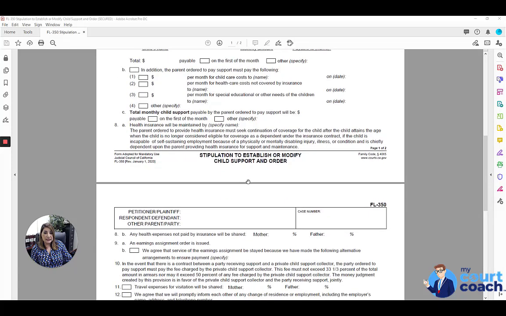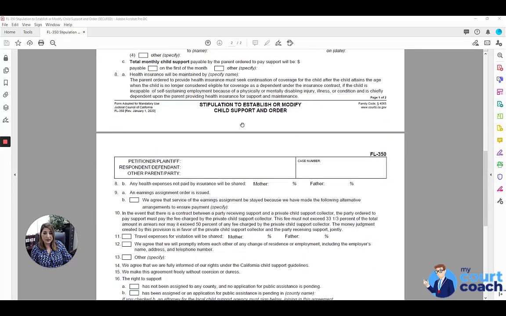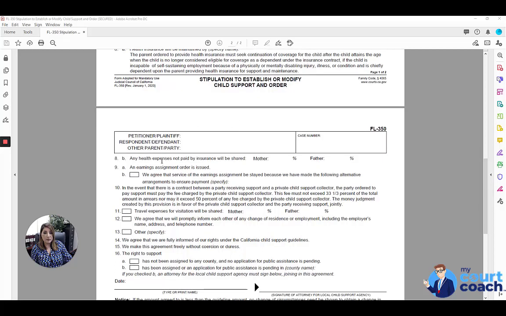In line 8, if the two of you agree that one of the parents is to provide health insurance for the children, then you would list that parent's name in 8A. 8B gives you the opportunity to opt to share in uncovered medical expenses. Those are typically shared equally, but however you agree to share them, you would list those percentages here in 8B.